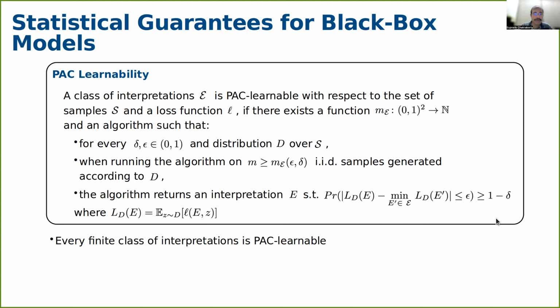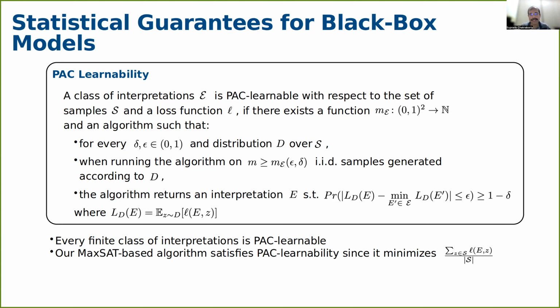It turns out that every finite class of interpretations is PAC learnable. This is a basic result in PAC learning theory. And of course, this immediately means that if the class of interpretations we have is finite, then we can apply this technique. It doesn't have to be finite. It has to have what is called finite VC dimension. But in this talk, we are just calling it finite, large but finite. And the loss function that we use also needs to have some property, and in our case, we can make it have that property.